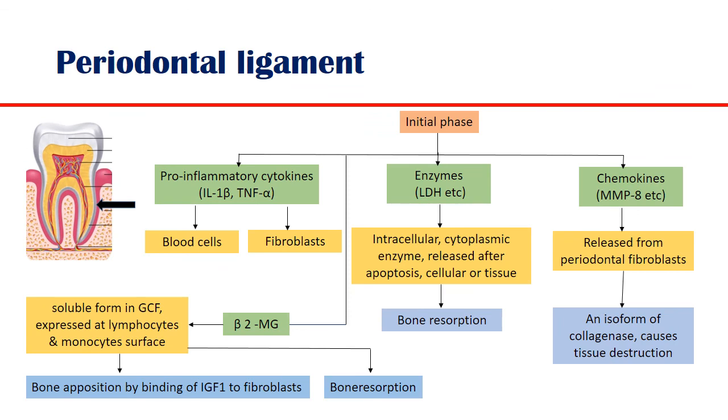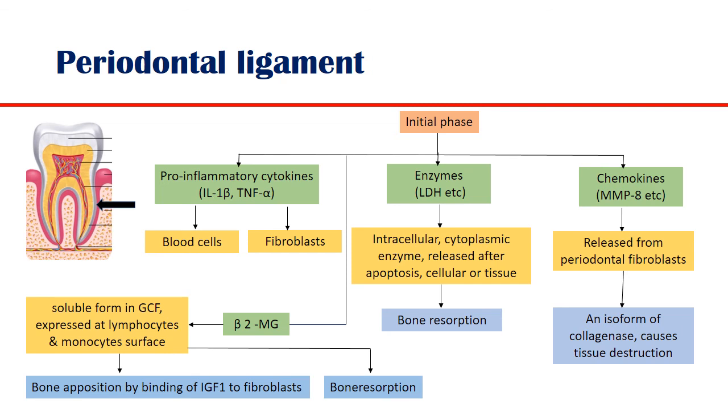What happens in the periodontal ligament? Initially we have said that the vascular permeability increases and all this effect is taken up by the blood vessels which form the precapillary network. But after the initial phase, the pro-inflammatory cytokines are going to increase, and I've told you what effect they can have on the alveolar bone, the blood cells and the fibroblasts.